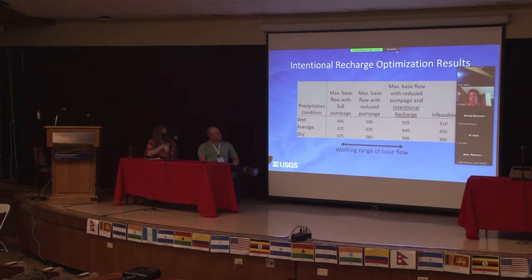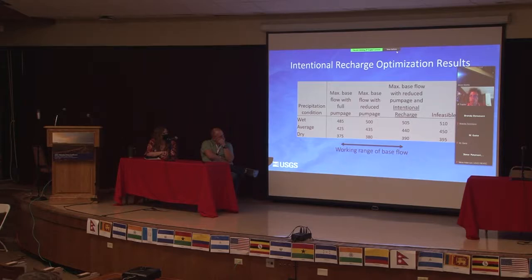And the results of this optimization are in this table, and they ran it for 3 different precipitation conditions: wet, average, and dry periods. And 3 different scenarios are plotted here. There's the max base flow management situation at full pumpage, so that's 100% of that crop irrigation requirement; you'd have base flows plotted here. And then with a reduced amount of pumpage, there's another set of base flows for the precip conditions, and then you have the max base flow that would be attainable with reduced pumpage plus that additional intentional recharge.